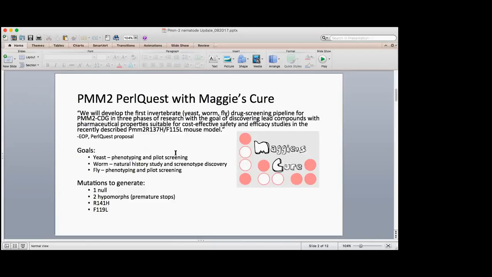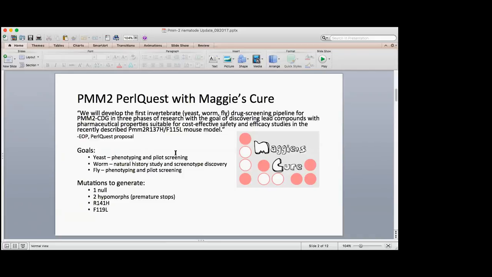This is text that we pulled out from the original research plan proposal. As I already described, we're looking across these three invertebrate species. The goal here is to create a panel of mutations. A null mutant, which we expect will probably be very, very sick, if even viable at all. We propose to make novel hypomorph mutations by introducing premature stops into the PMM2 gene, so that maybe only half the gene is made or three-quarters of the gene is made, and then you make a premature stop.